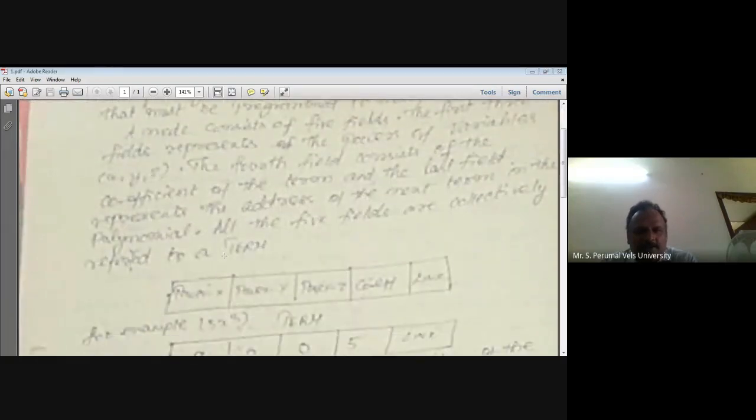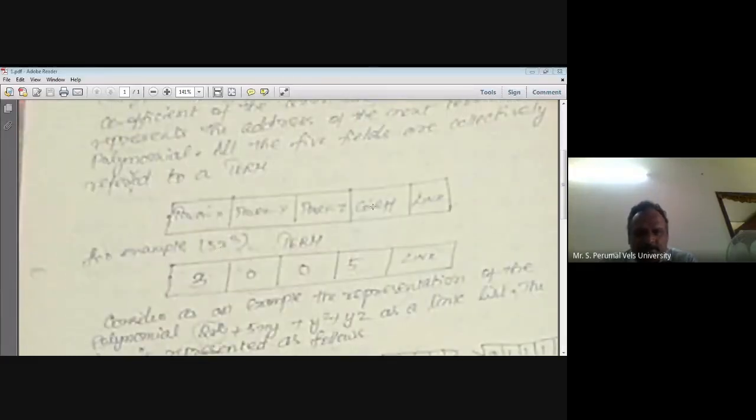Before going for this, you should know the representation of polynomial, how the polynomial is represented. The node is divided into 5 fields: x, y, z power values, the fourth one is the coefficient value, and the last one is the link part. For example, 5x cube is given in this structure. 5 is for the coefficient value. 3 is for the power value of x.